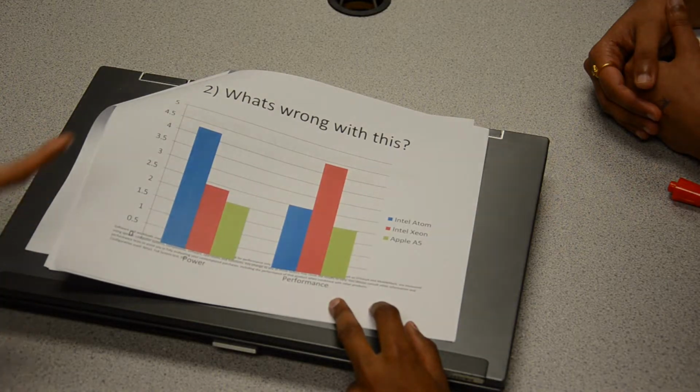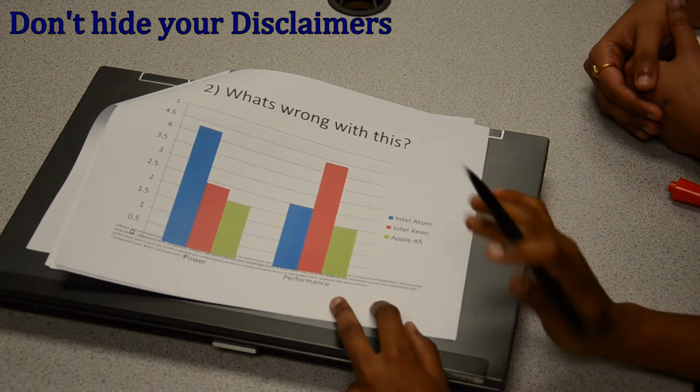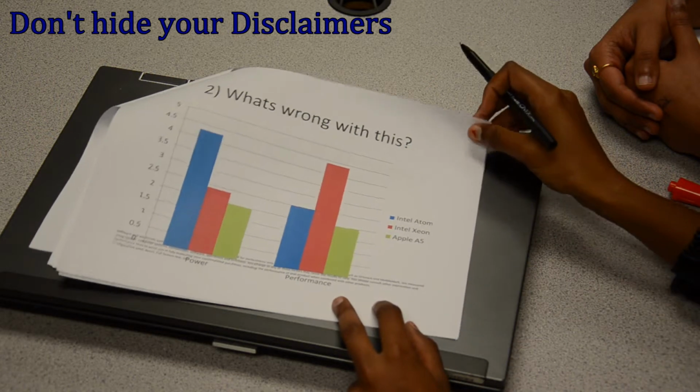What's wrong here? It's so clear. The chart is overlapping with the disclaimer here, hiding part of the disclaimer. Exactly. Whenever you add a disclaimer, ensure that there is a minimum gap between the chart and the disclaimer so that we can read it easily.